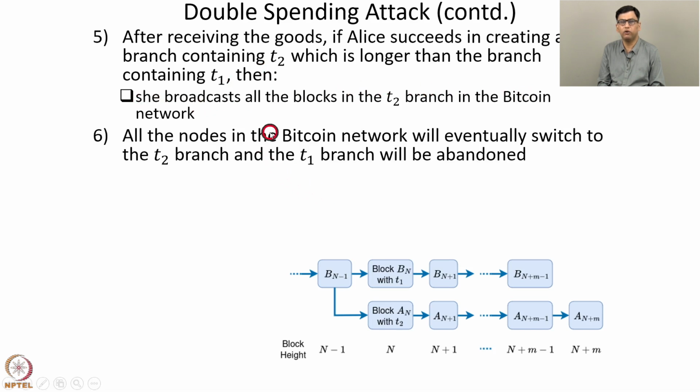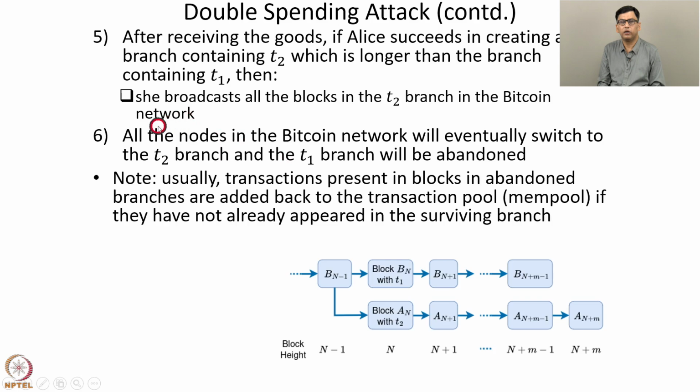We have discussed the rule that every node must accept blocks belonging to the longest branch that they are aware of. So all the nodes in the Bitcoin network will eventually switch to the T2 branch, and the T1 branch will be abandoned. The blockchain will become this one, and it does not contain the transaction T1, which transfers the X bitcoins to Bob. So Bob does not gain the X bitcoins, but nevertheless, Bob has transferred the goods to Alice.